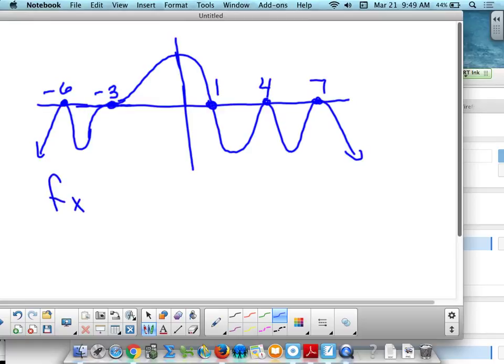Here it comes. F of x equals. If this is a 0, where did it come from? X plus 6. Good. Will it be negative on the outside? Yeah, it probably will be in just a second. What's the multiplicity here? 2, because it bounced. What's the next one? X plus 3. What's the multiplicity on this one? Probably 3, because it's flat. That's a flat one, yes.